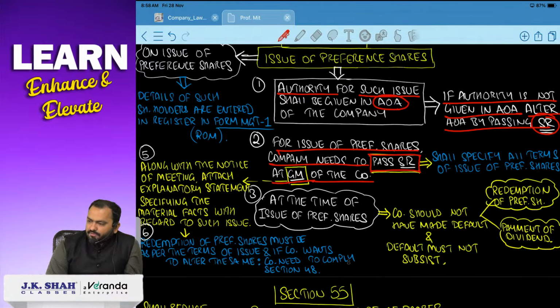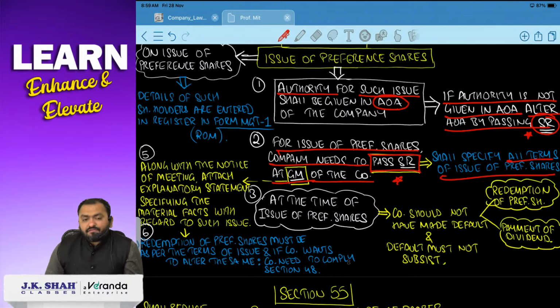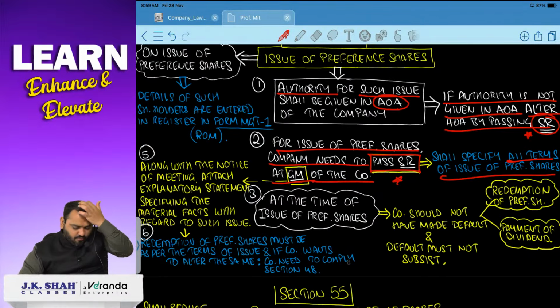Is this clear to all? Everybody understood this? So why was this SR for? This was for alteration of AOA. This is for issue of preference shares. Means can I say SR is compulsory? Yes. Now this special resolution, the draft of the resolution shall specify all the terms of issue of preference shares. It shall contain all the details of the issue.